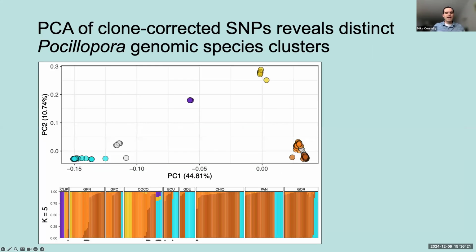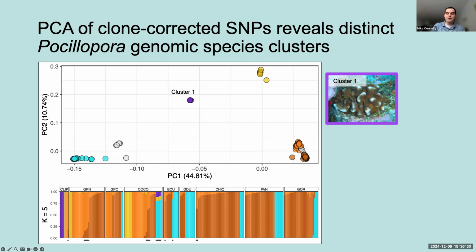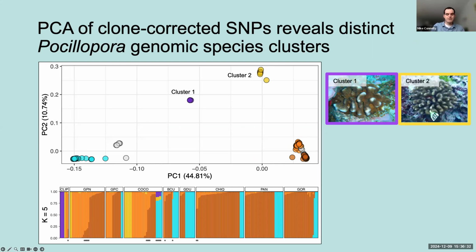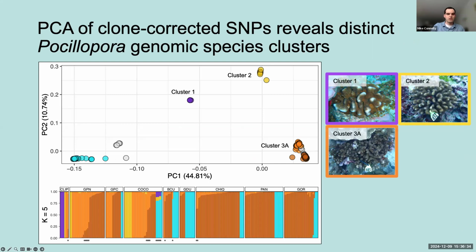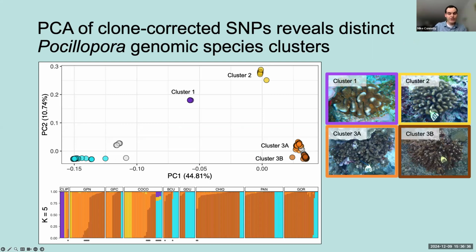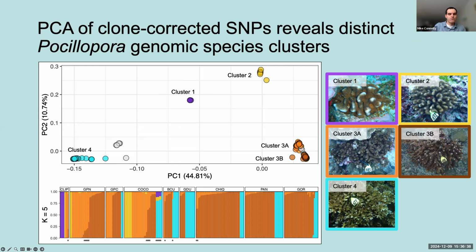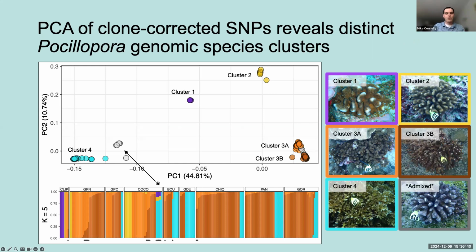So we were able to use this clone-corrected SNP data set to perform principal components analysis that revealed 5 genomic species clusters, which in this principal components plot we're calling clusters 1, 2, 3A, 3B, 4, and then several admixed individuals located only at Isla del Coco that appear to be mixed between clusters 1, 4, and 1, 2, and 4.